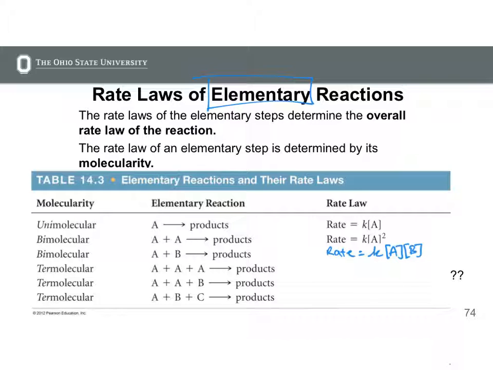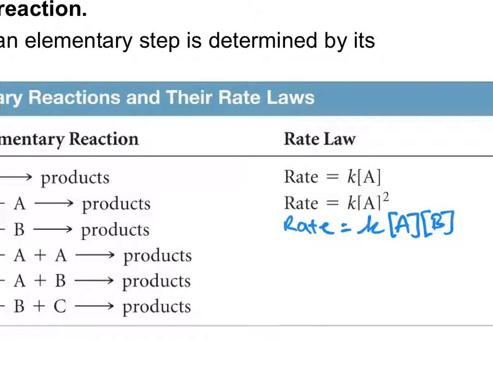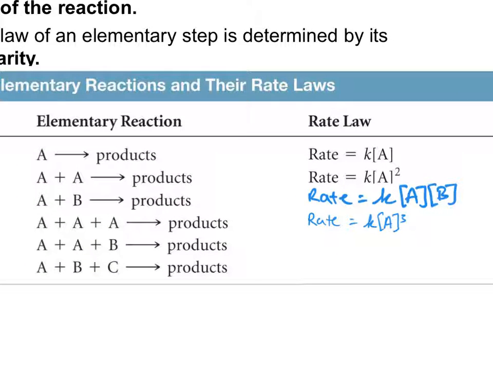All right, do you guys feel comfortable with this? Hopefully. For the first one here, rate equals K times A cubed. The second one, rate equals K times A squared times B. And the third one, rate equals K times A times B times C. Cool. Questions on that?